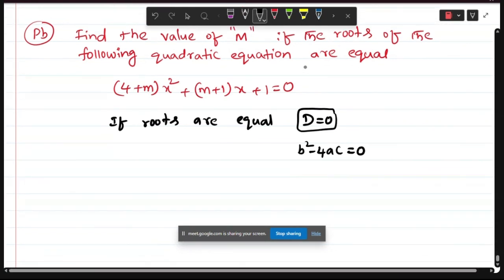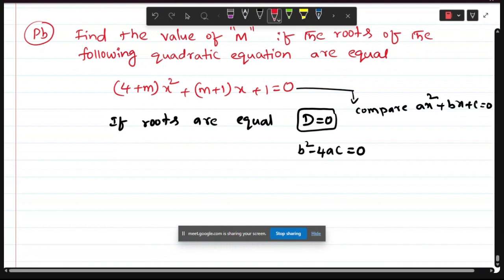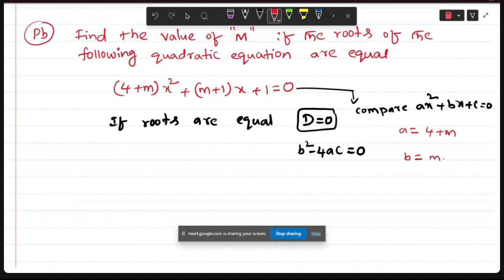Now, first you compare the equation with ax square plus bx plus c is equal to 0. What is the a value? Here a is equal to 4 plus m. The b value is m plus 1. The c value is 1. Whatever the quadratic equation, we need to compare with ax square plus bx plus c is equal to 0.